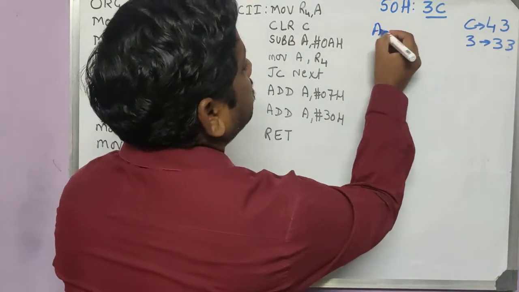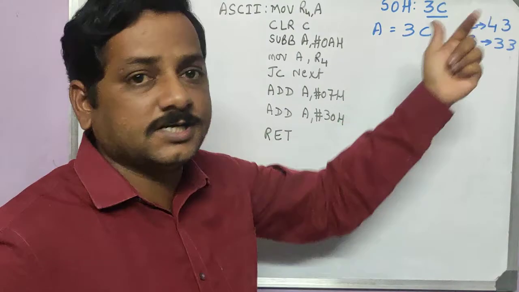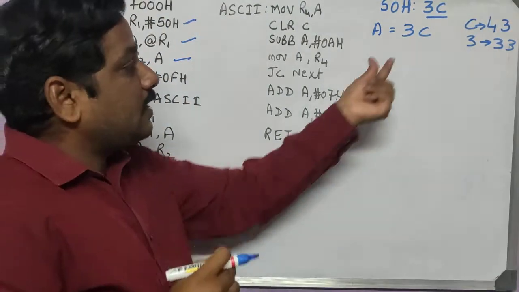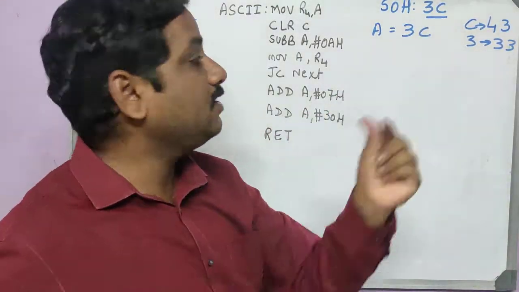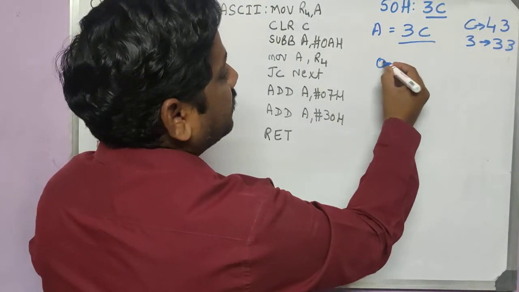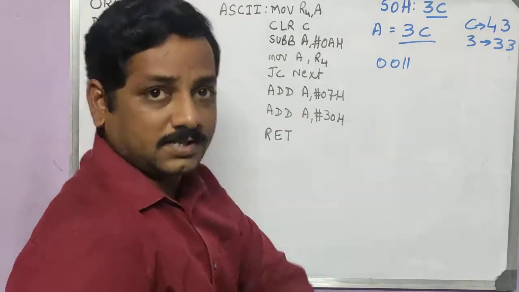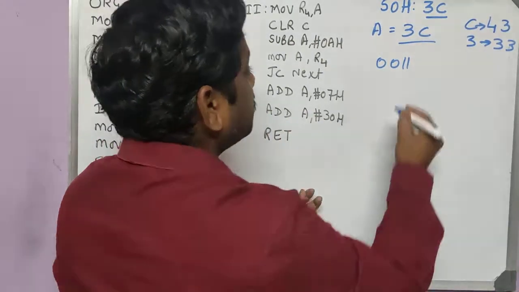The accumulator is having the 3C input. Now just take C and convert it. I don't want 3 now. I just want the lower nibble. See, this is 8-bit. If I write 3, it will be like this, 0011. If I write C, C is nothing but, in decimal, 12.